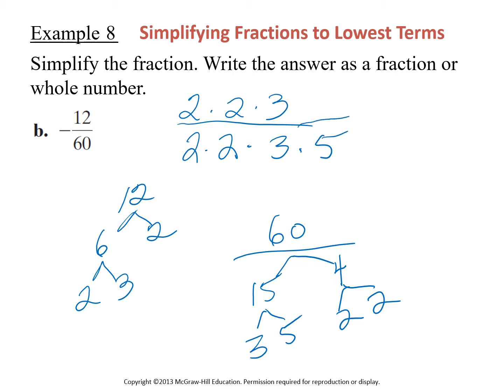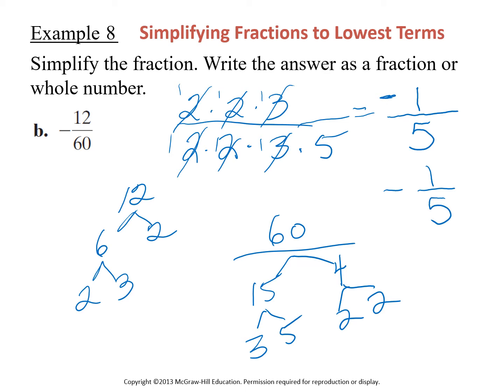Now, when you divide out common factors, 2 divided by 2 is 1, 2 divided by 2 is 1, 3 divided by 3 is 1. Be careful, if it appears everything is canceling out of the numerator, it's not. There is a 1 there. And this is negative 1/5. And you can put the negative sign with the numerator or just out to the side. Negative 1/5.